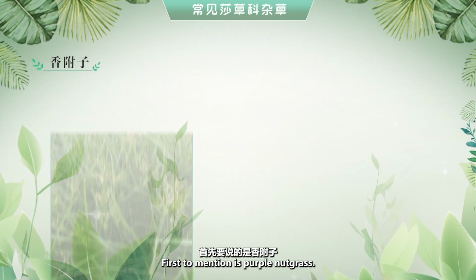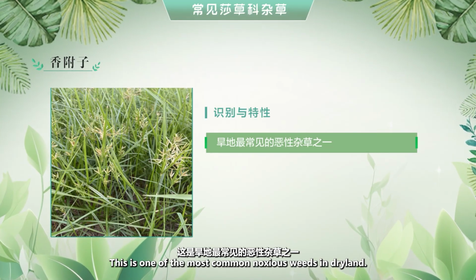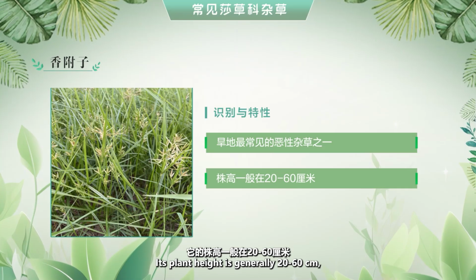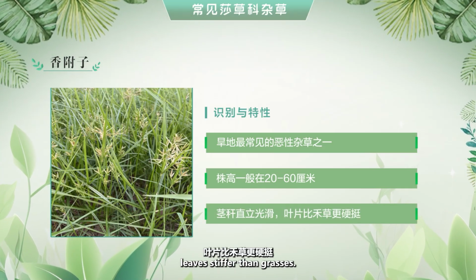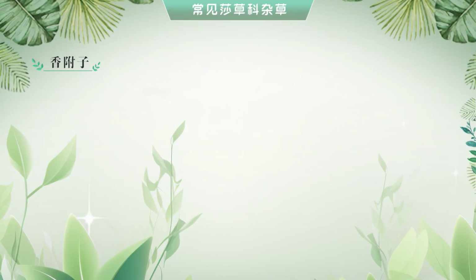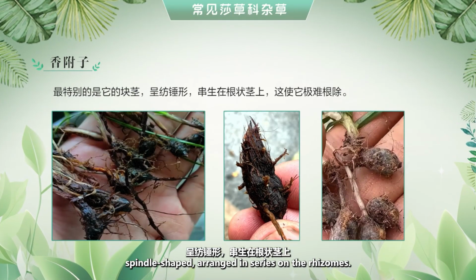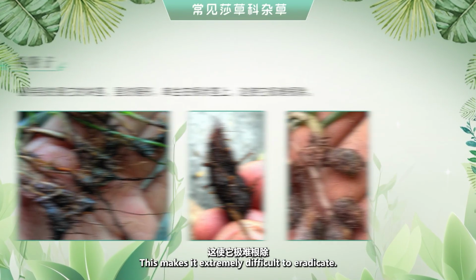First to mention is purple nutgrass. This is one of the most common noxious weeds in dryland. Its plant height is generally 20 to 60 centimeters. Stems erect and smooth. Leaves stiffer than grasses. Most special is its tuber, spindle-shaped, arranged in series on the rhizomes. This makes it extremely difficult to eradicate.